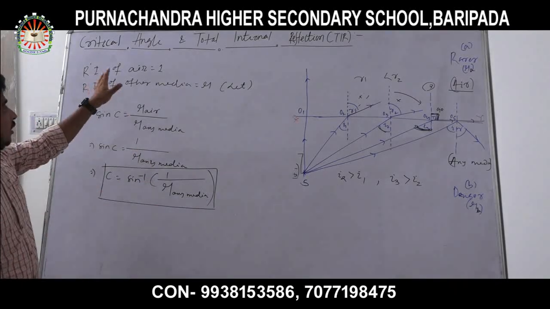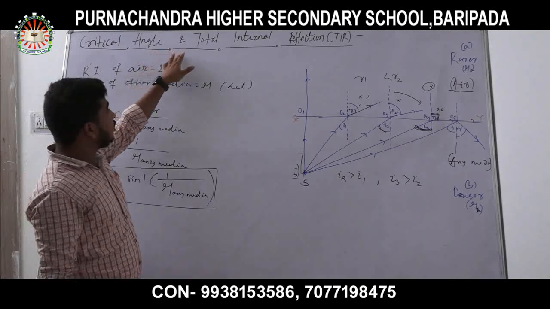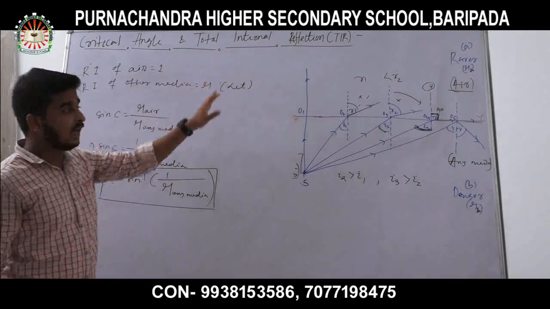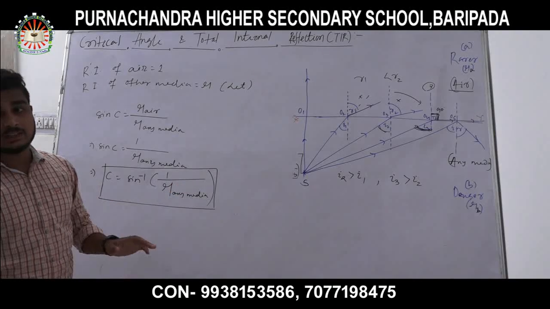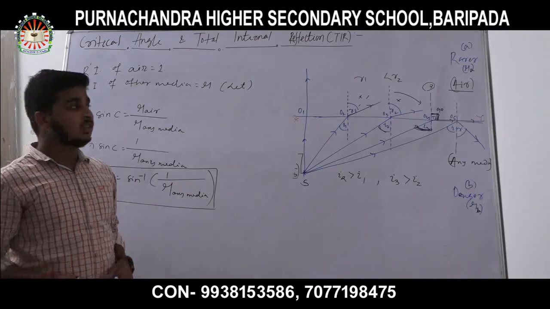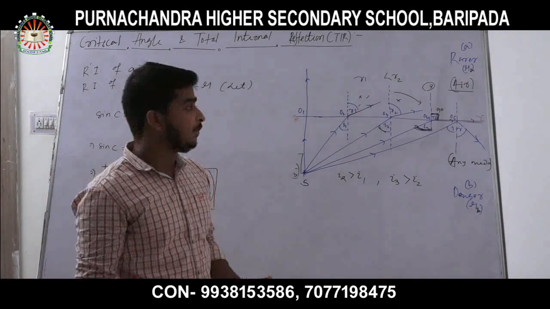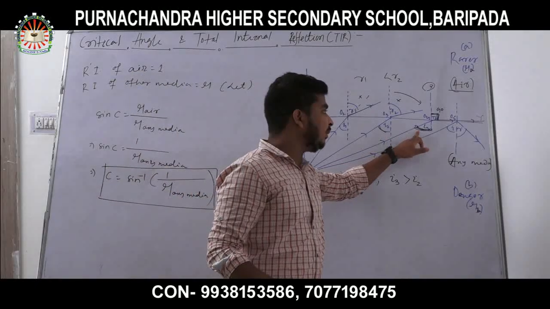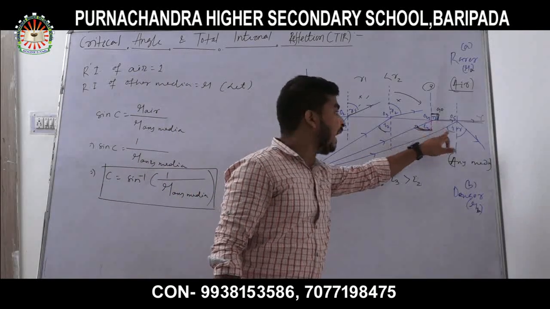So now go to another aspect, total internal reflection, that is TIR. So let's assume what will happen if I increase the angle of incidence I3.